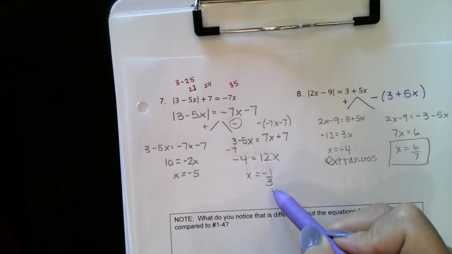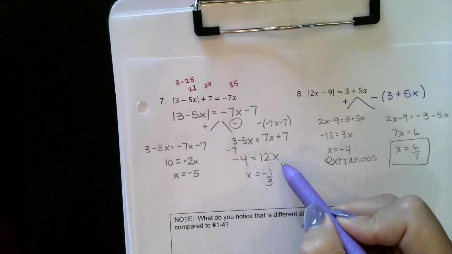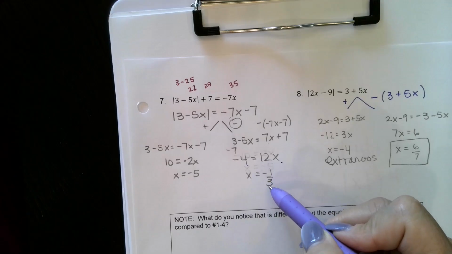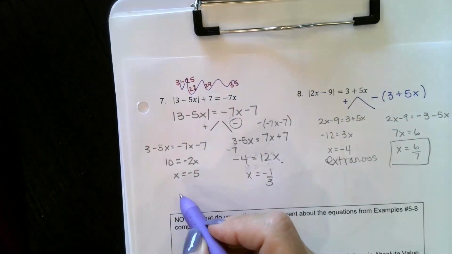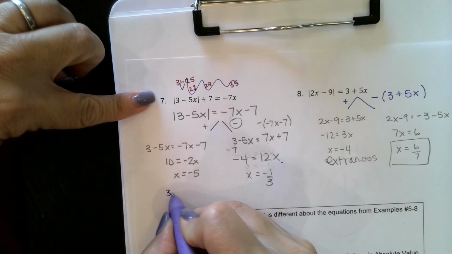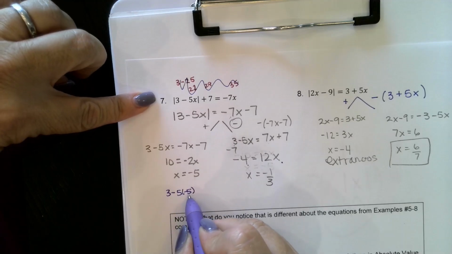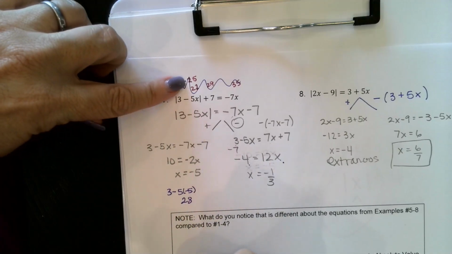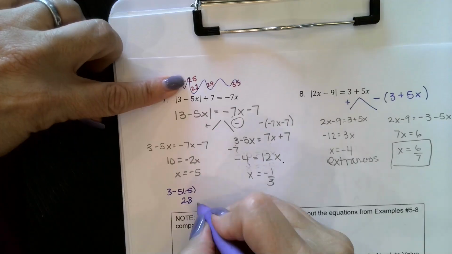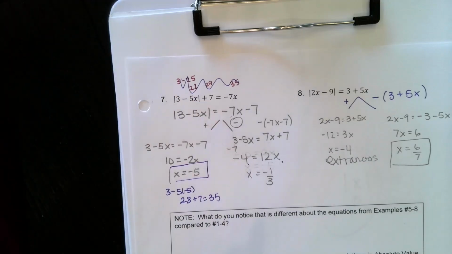So when I solve this over here, when I move this 7 over, I get -4, and I move this over, I get 12x. So I would get -1/3. And so when I plug in these two numbers, I realized I plugged them both in wrong. So if I do this, I'm going to do this again. This time I have 3 minus 5 times -5. So this gives me a positive 25 plus 3. So this answer is going to be 28, not 22 like I had up here. So 28 plus 7 is 35. So this is an answer. It's not extraneous. It is an answer.